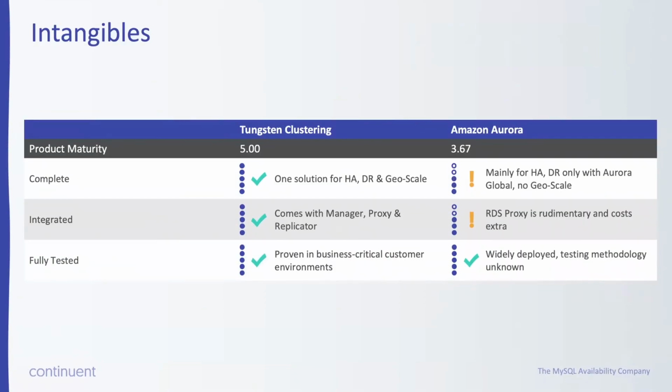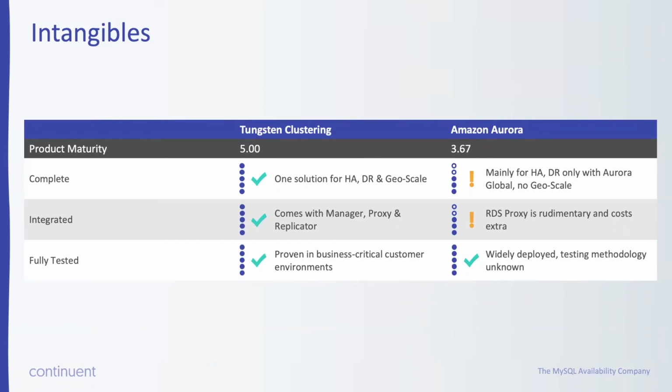So we think of Tungsten Clustering as a complete solution, right? Because it has all the components needed for enterprise clustering without changes to your applications. It's fully tested and it supports all topologies for high availability and Geo-Scale. Amazon Aurora is great for HA, local HA, with some support for DR, but not really much support for Geo-Scale, especially when we think about active deployments.